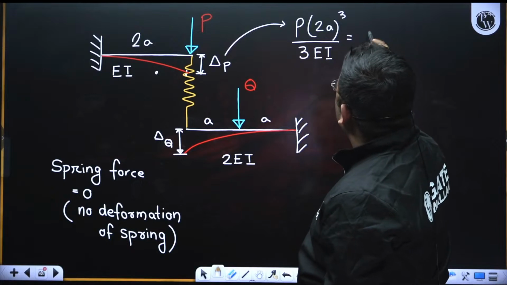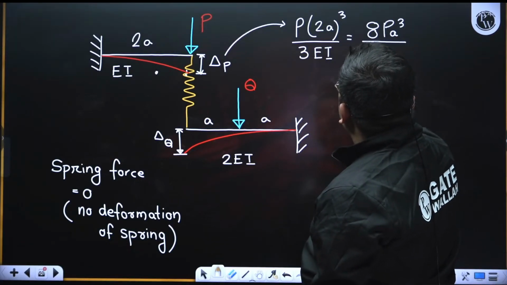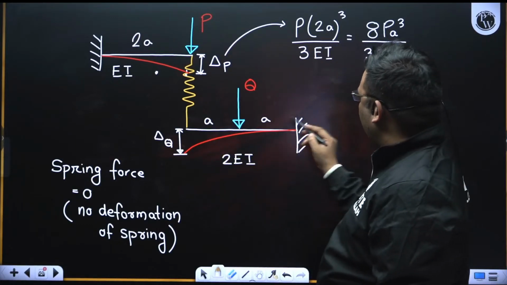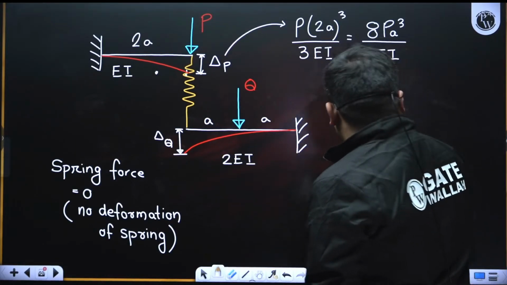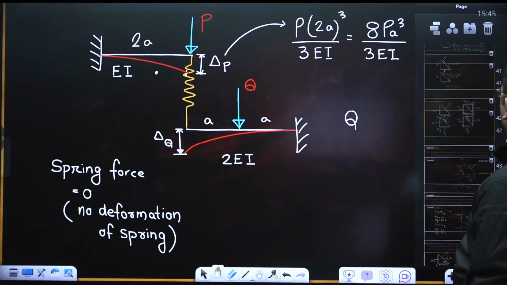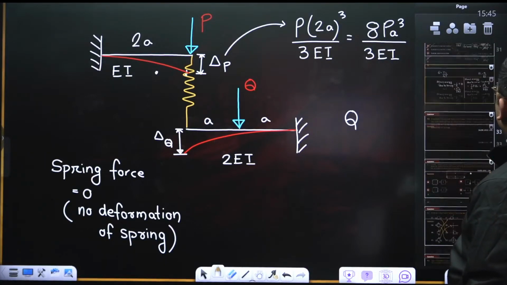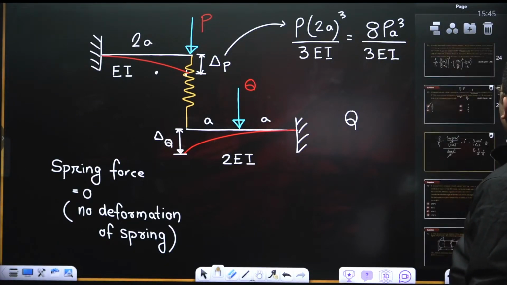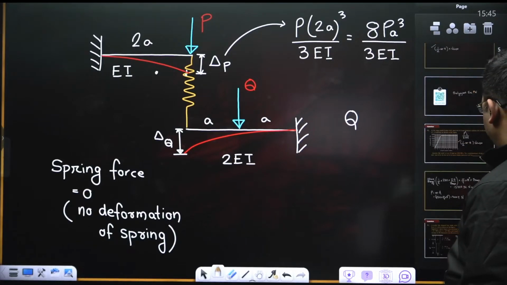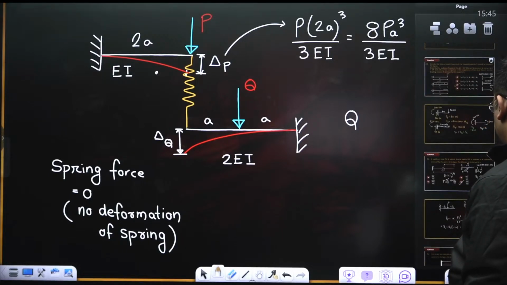So this becomes how much? 8 PA cube by 3 EI. Now how to find out the deflection at this free end due to this load Q? Now remember, we just found out this formula. Yes, remember that we just solved this question.